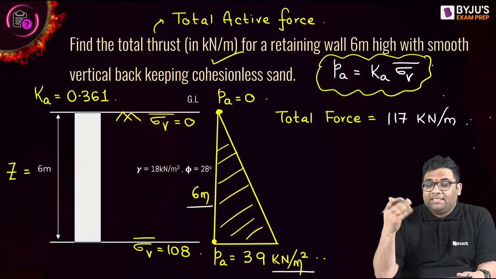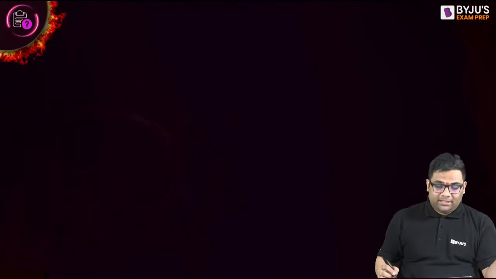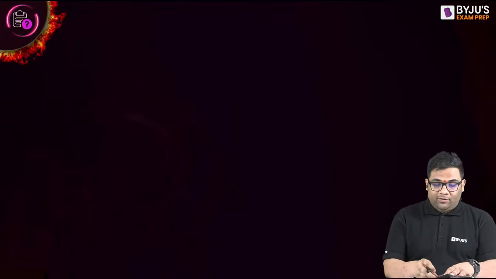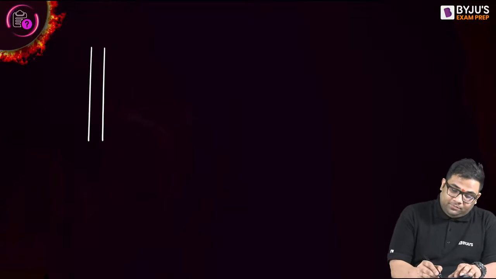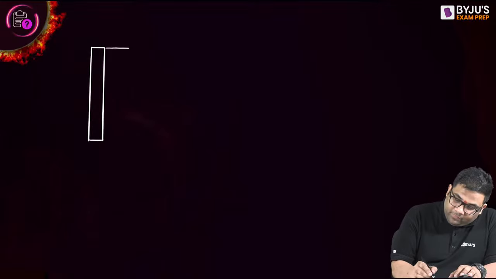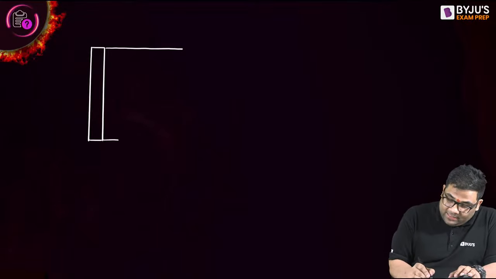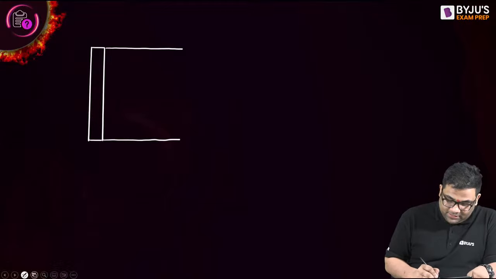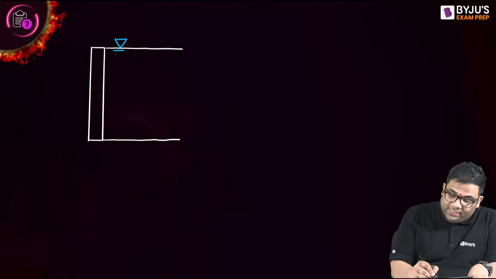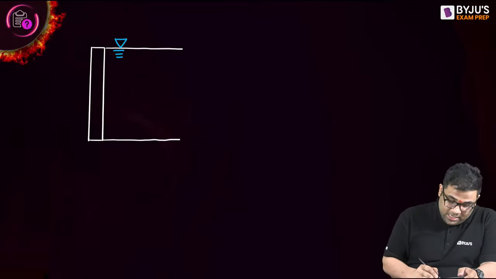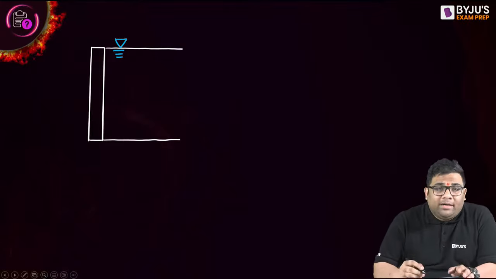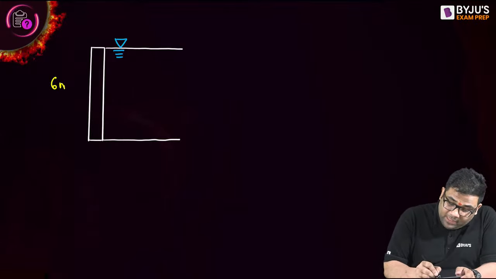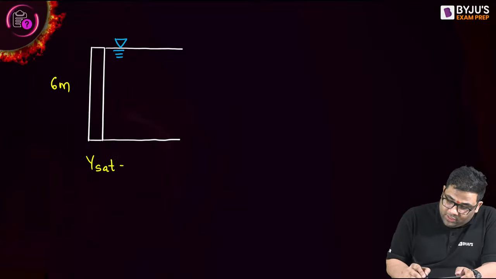If the water or the surcharge is there, how will things change? Let us understand that. Suppose we have the same retaining wall, and it is now submerged. The water table is over here. Earlier gamma was 18 because it was not saturated. Now water is there. Suppose the height is 6 meter and gamma saturated is 20 kilonewton per meter cube. Suppose this data is given to us.